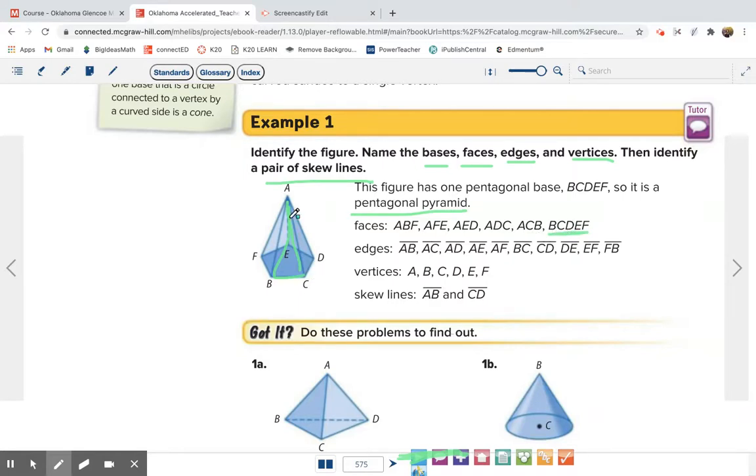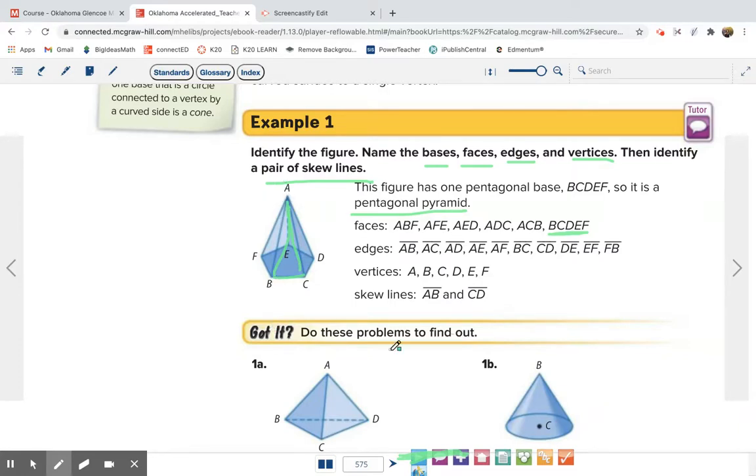Okay, edges, that's where you have straight lines. So like AD, AC, AB, AF, AE. Then we have FE, ED, DC, CB, and BF. Okay, vertices, where you have a corner. So we have C, D, E, F, B, and A.